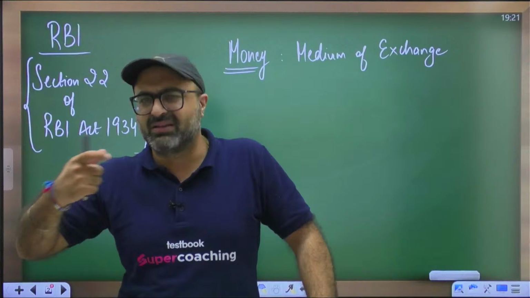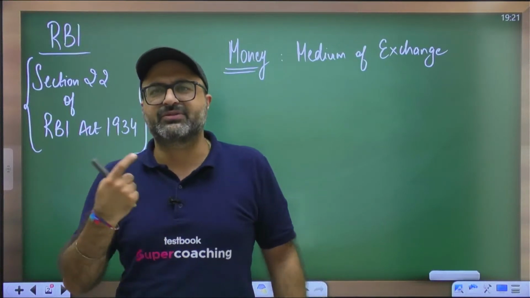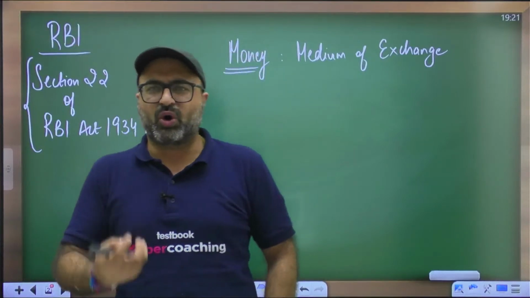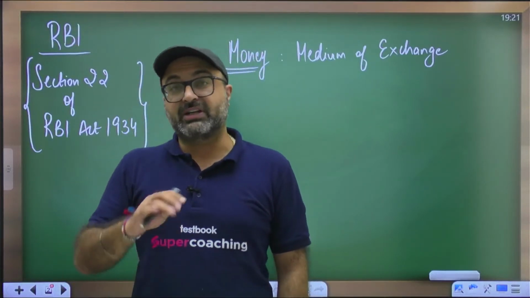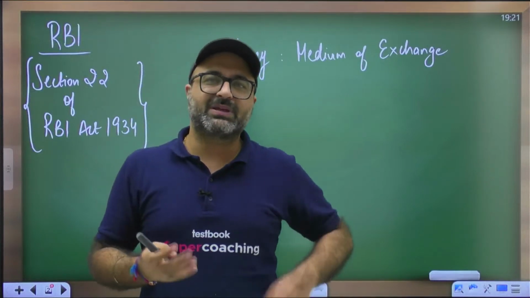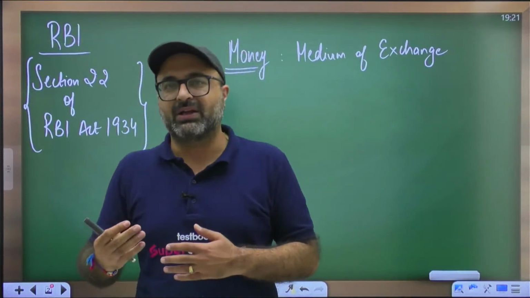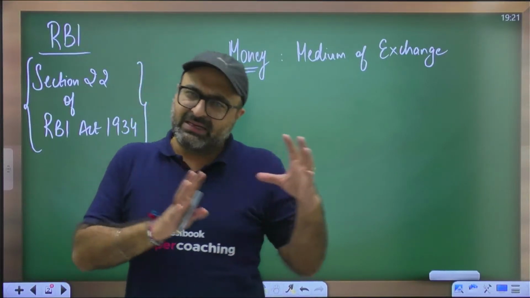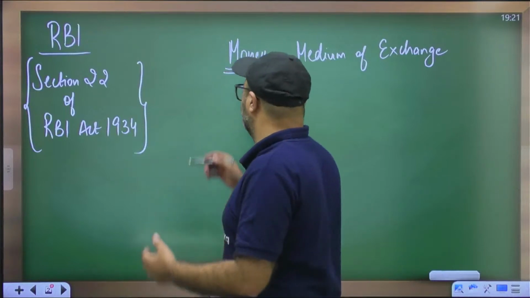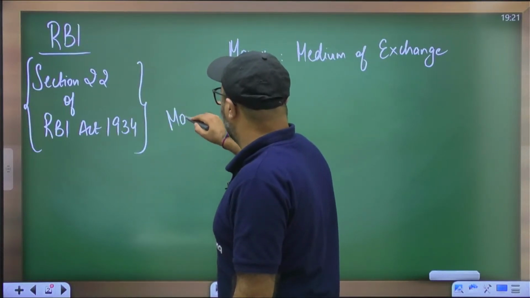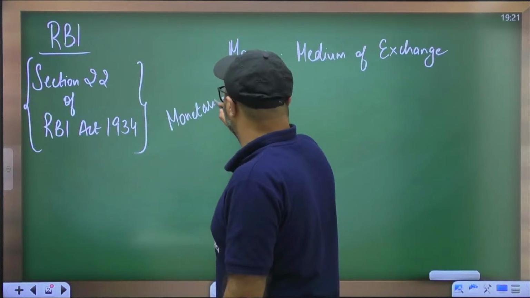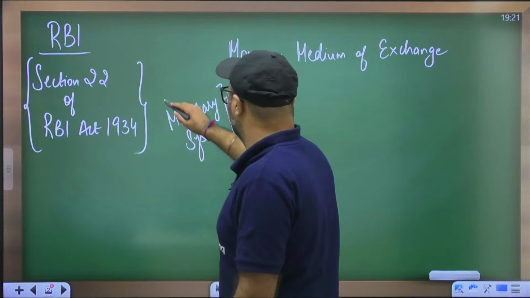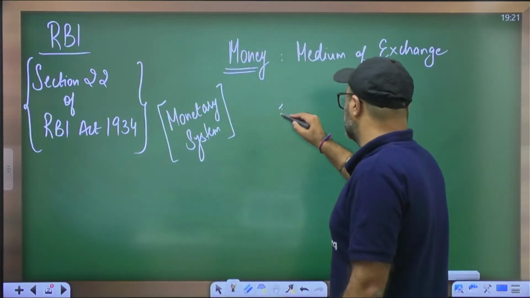Otherwise, it was very tough to complete trade in the barter system, because there was the requirement of double coincidence. Double coincidence means I want to sell rice against wheat, so I should find someone who is ready to buy rice against wheat. So finally, money was introduced, and we converted from the barter system to the monetary system.